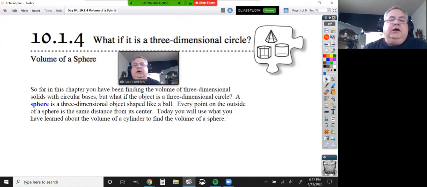So it's kind of a bad question, but anyway, today we're going to be looking at finding the volume of a sphere. A sphere is a three-dimensional object shaped like a ball. Every point on the outside of the sphere is the same distance from its center. That's also called the locus. When you get into high school, you'll hear about that. Today, you will use what we have learned about the volume of a cylinder to find the volume of a sphere.